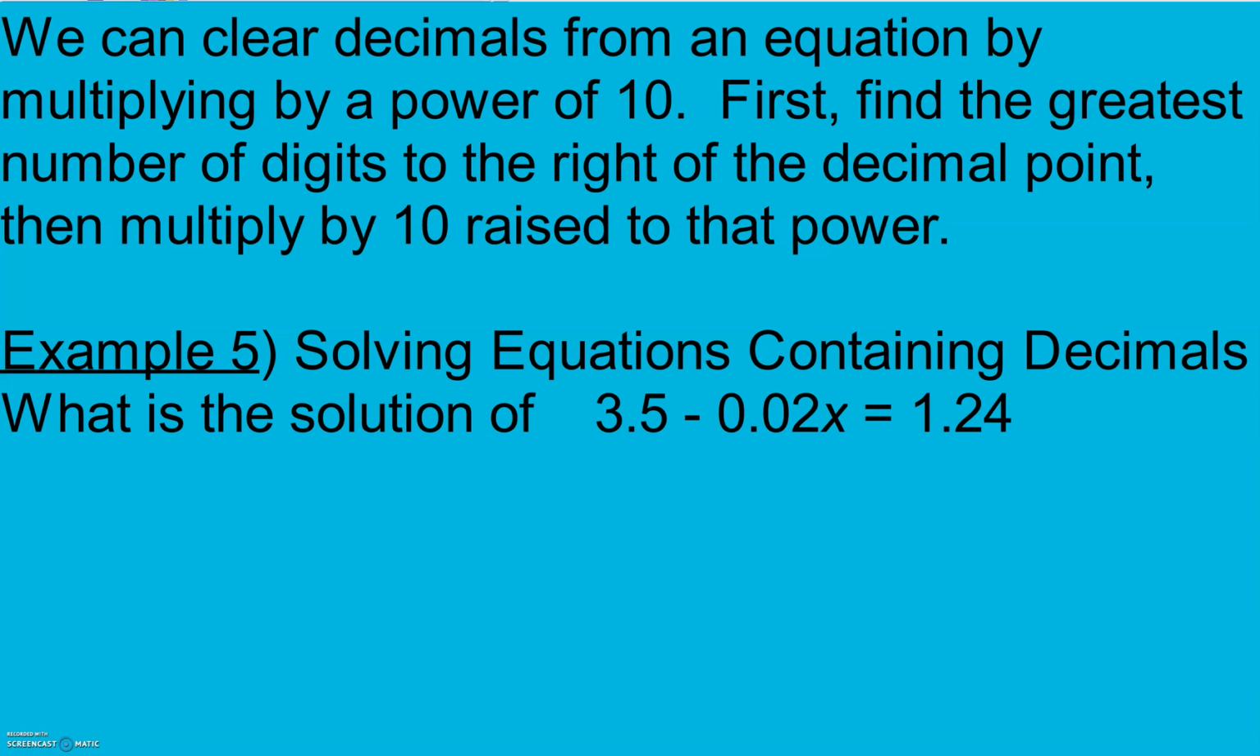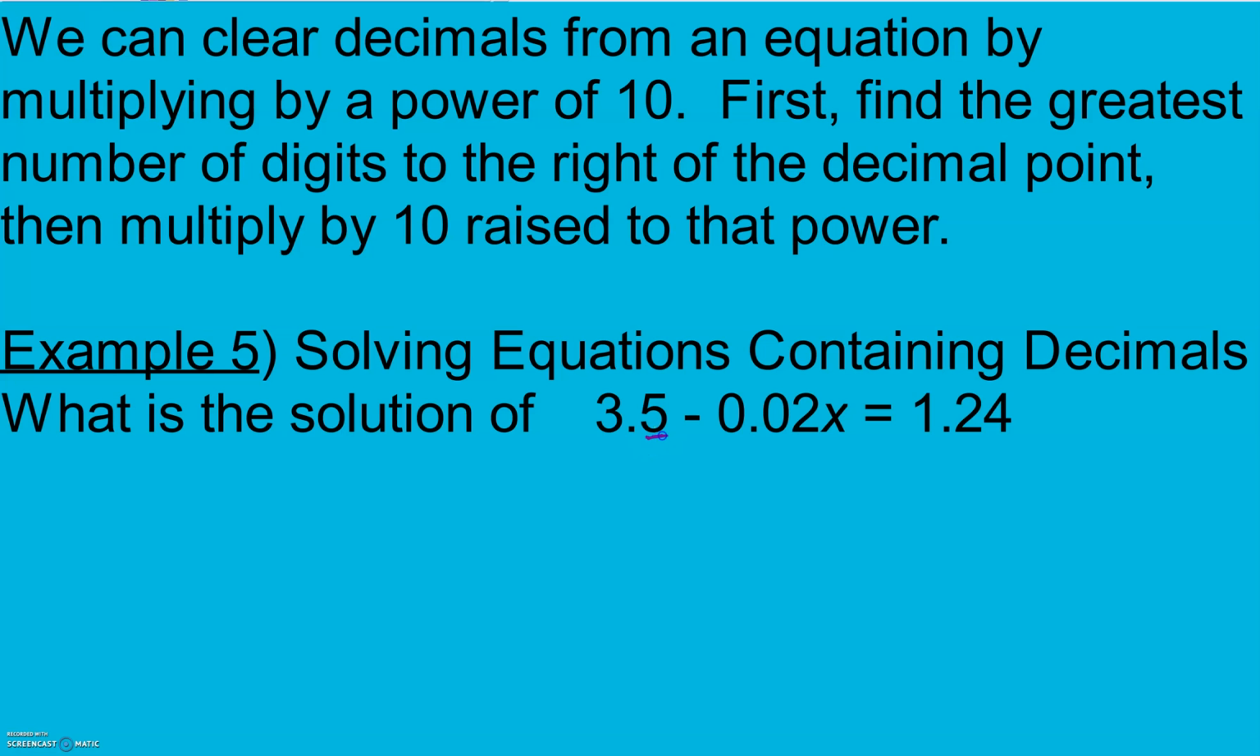We can also clear decimals from an equation. This isn't as helpful because we can use calculators or just line up our decimal points, whereas working with fractions, there's a lot more work to them sometimes. So if you don't want to clear your decimals, that's fine, but we sure can. And we do that by finding the greatest number of digits to the right of the decimal point, so after our decimal, and multiplying by 10 raised to that power.